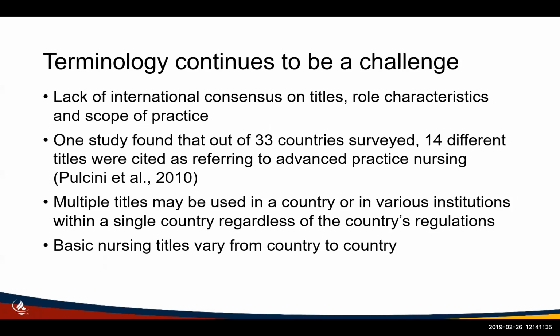Terminology continues to be a challenge globally, so same issues, consensus around titles, roles, and characteristics. And when the network did research 8 or 9 years ago, there were many, many titles used, and we're repeating this research, and we haven't had the findings yet, but it will be presented at the International Congress in Singapore, where we're at with terminology and roles.